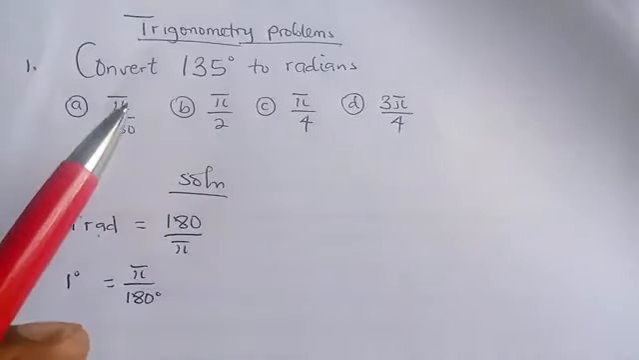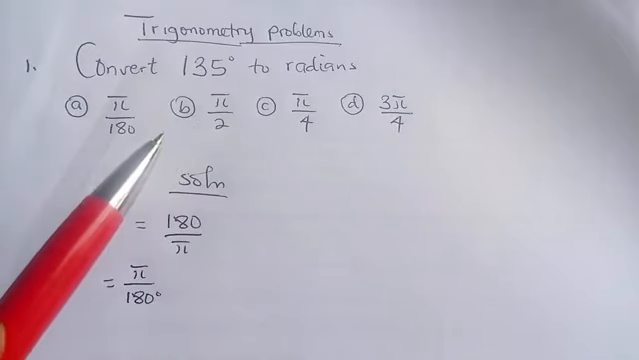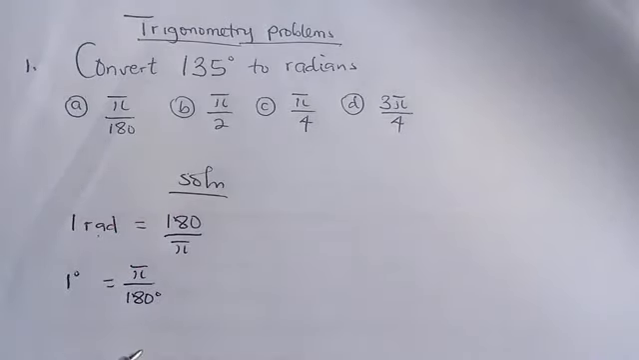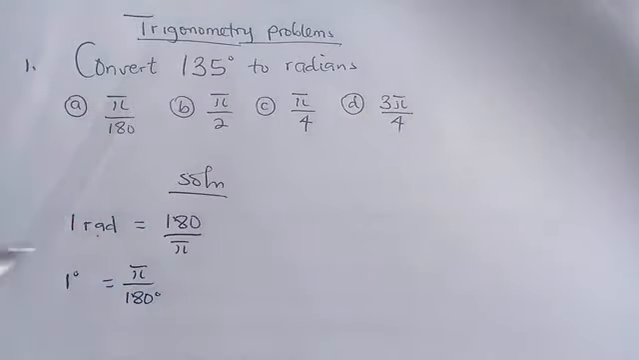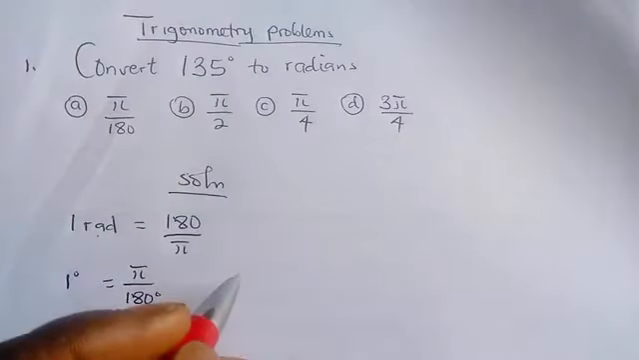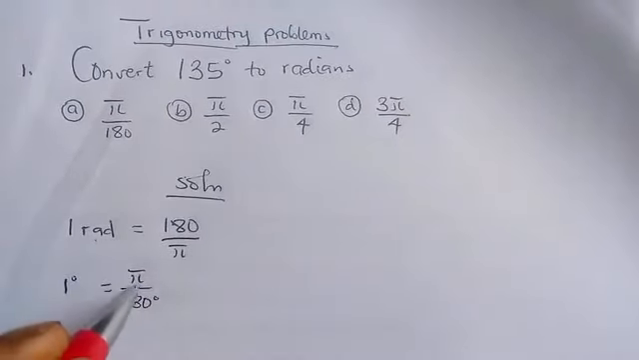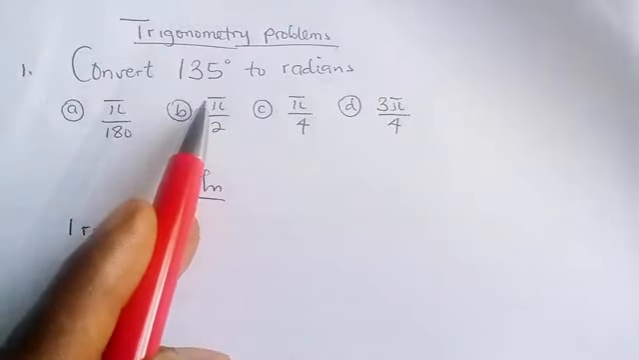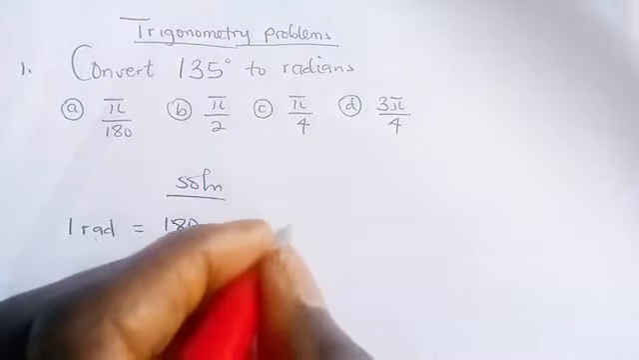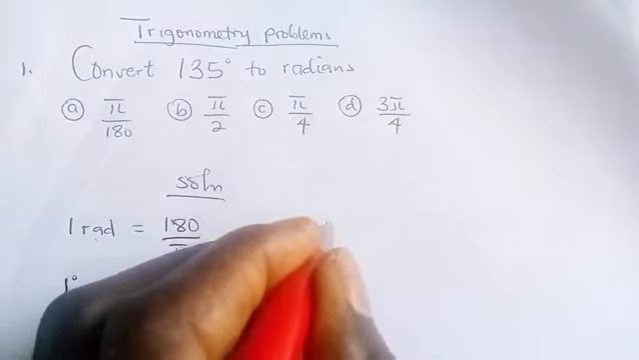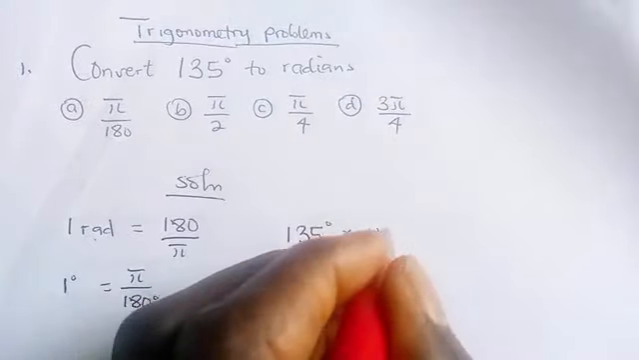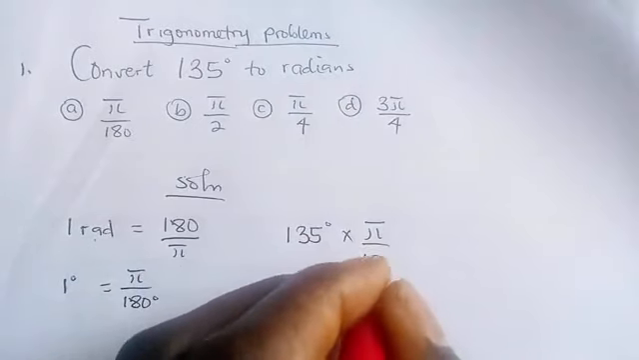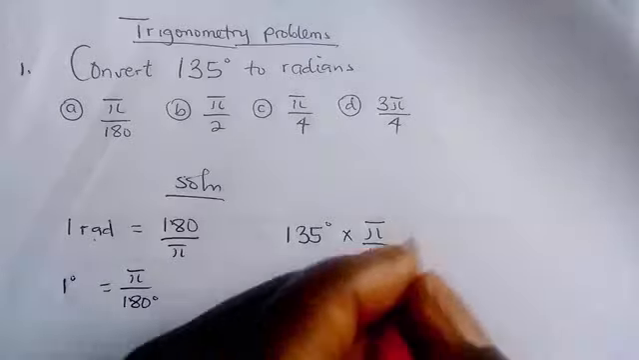But if you are changing radian to degree, you are using 180 over pi. Since this question says convert 135 degrees to radians, we are going to use the conversion factor pi over 180 degrees, because the question is given in degrees to be converted to radians. So we need to multiply the conversion factor by the value given to us. The value given to us here is 135 degrees, multiplied by the conversion factor pi over 180 degrees.